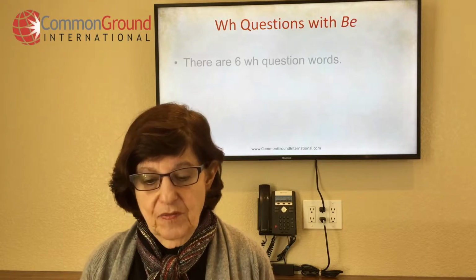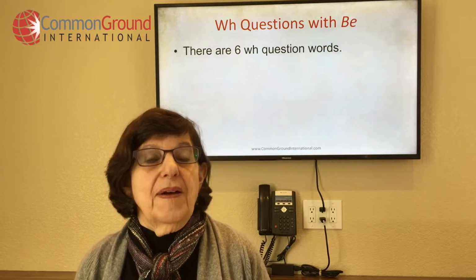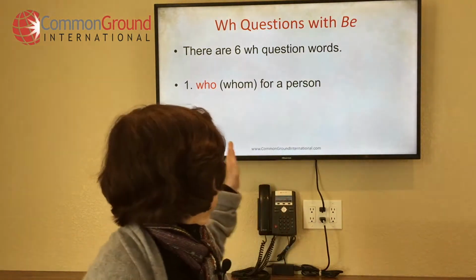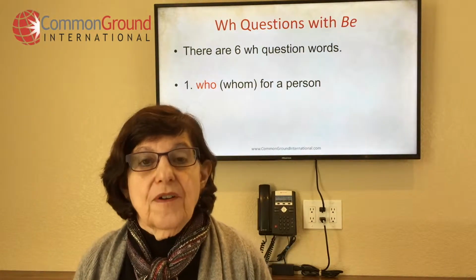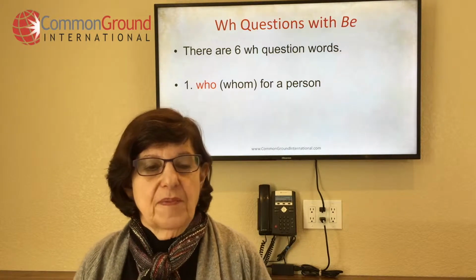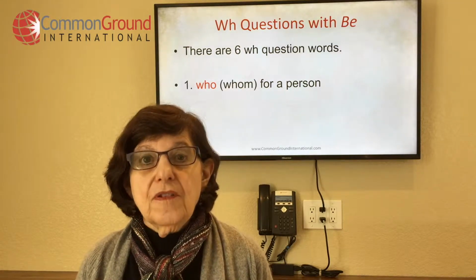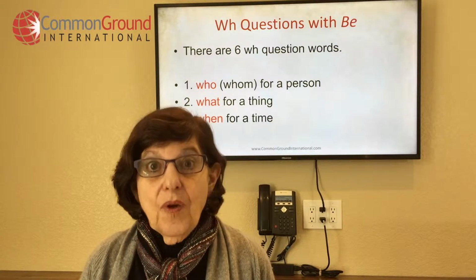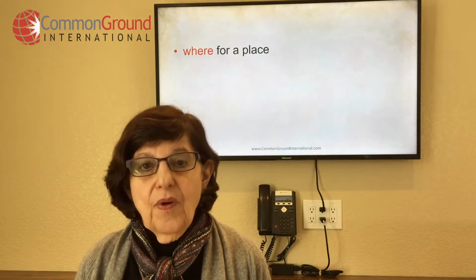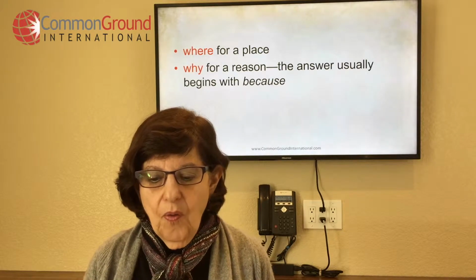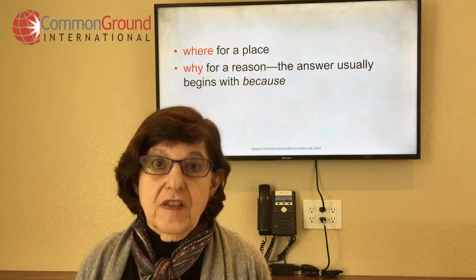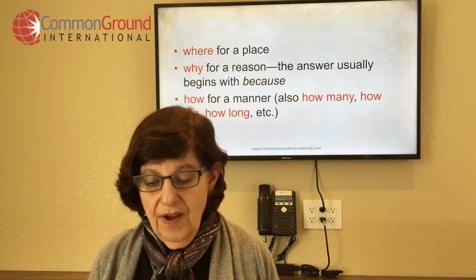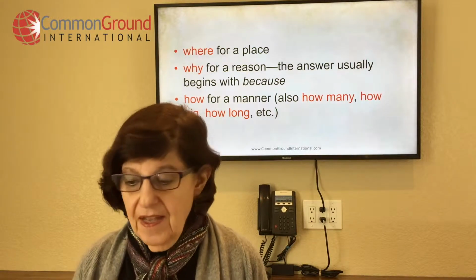Let's talk about WH question words first of all. There are six WH question words. Who or whom, and whom is for an object. We're going to use who most often. Most English speakers don't differentiate. Who is for a person. What is for a thing. When is for a time. Where for a place. Why for a reason. The answer usually begins with because. And how for a manner, like a way of doing something. Also, how many, how big, how long.